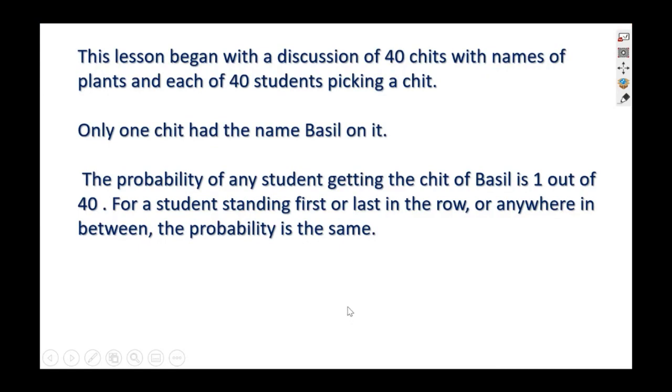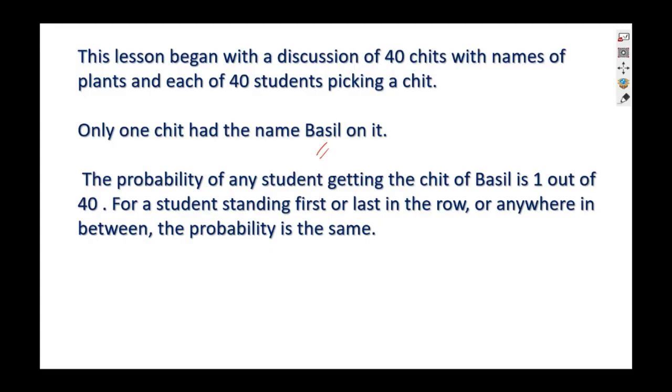Meanwhile, the lesson started with a discussion on 40 chits with the names of plants and each of the students picking a chit. With this I had started this video. Only one chit had the name basil on it. Who will get that basil chit? The teacher asked, and there was total confusion about where they should stand. The teacher said stand in the order of roll number, and naturally there was a little bit of disturbance, especially for the students Aruna and Zarina, as you had seen.